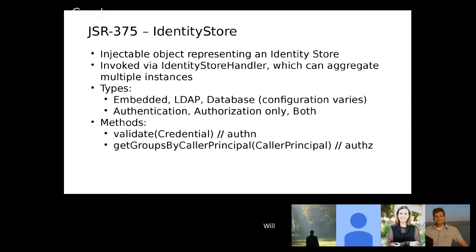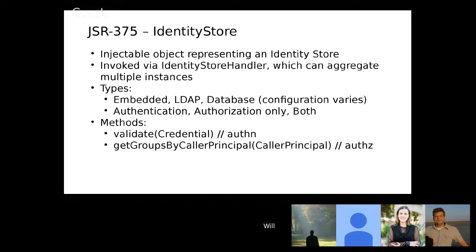And it can subsequently make a pass to acquire groups for a user if the user's groups are in a different store from where the user's authentication account is. The identity store handler itself is actually replaceable if you don't like the default algorithm. There are 3 types defined. One is embedded, one is LDAP, and one is database. And they can do authentication or authorization or both.